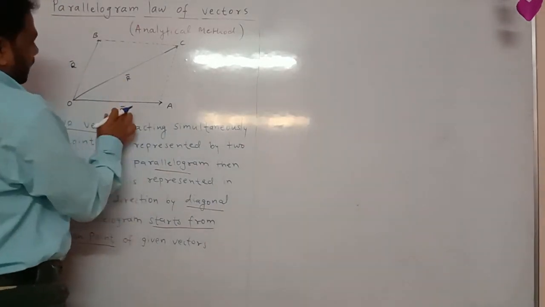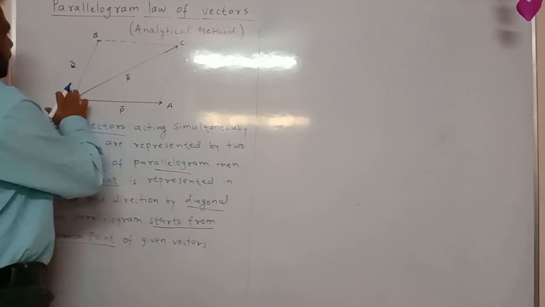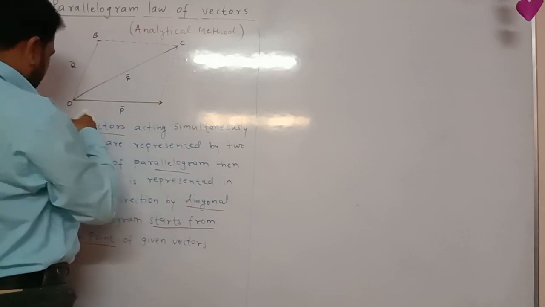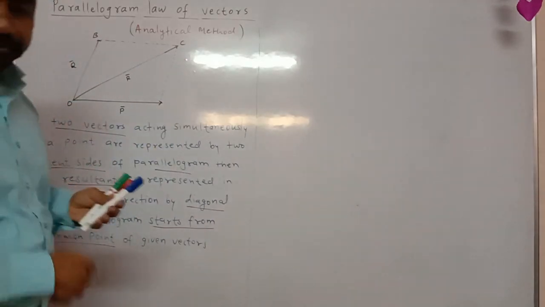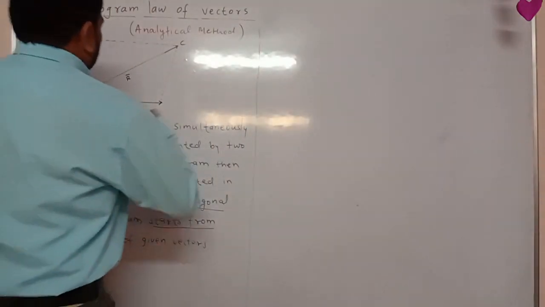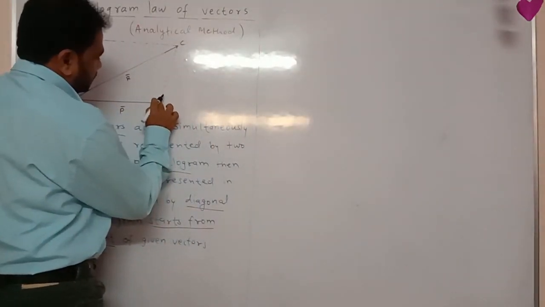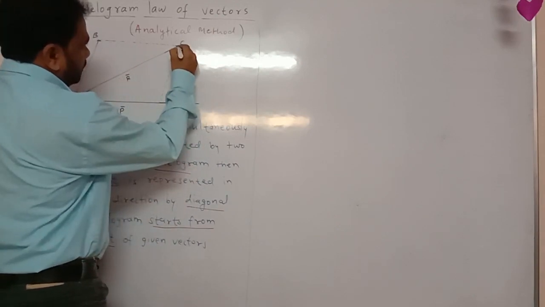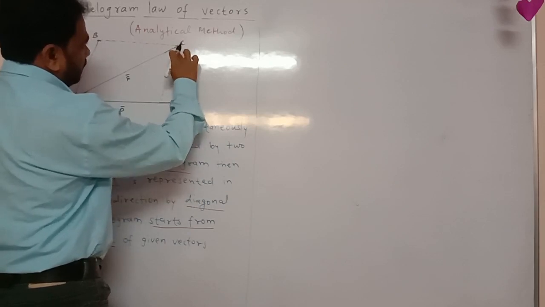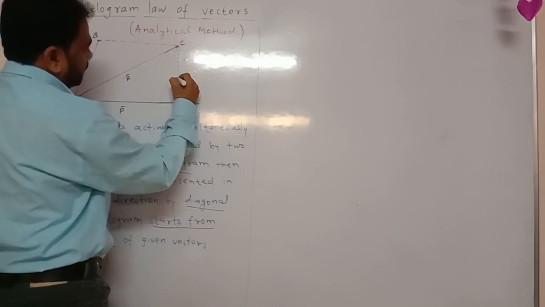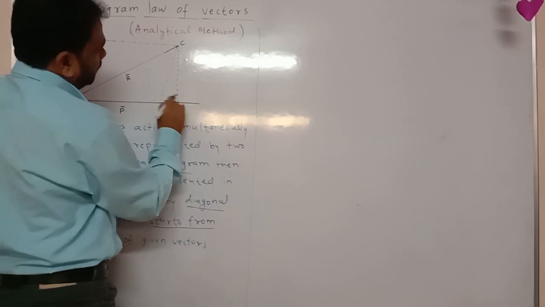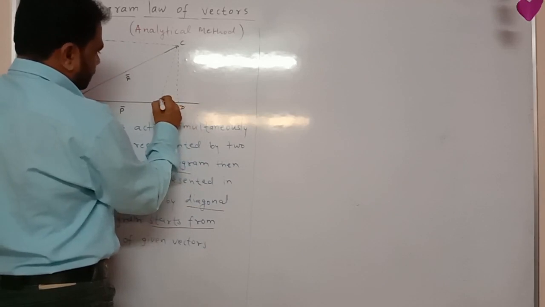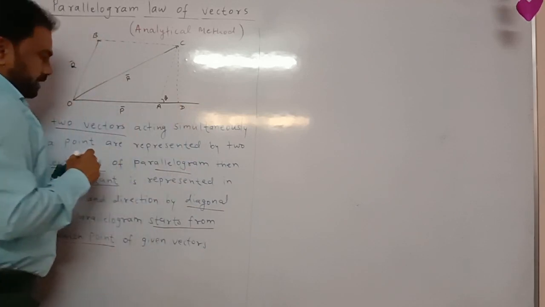Okay, so for that purpose we have to modify this diagram. The diagram is like this: vector OA, then vector OB and vector OC. Similarly, we extend this OA up to this point and draw one perpendicular from point C. So this is the perpendicular, this point is D and this is point A. The angle of inclination is theta.